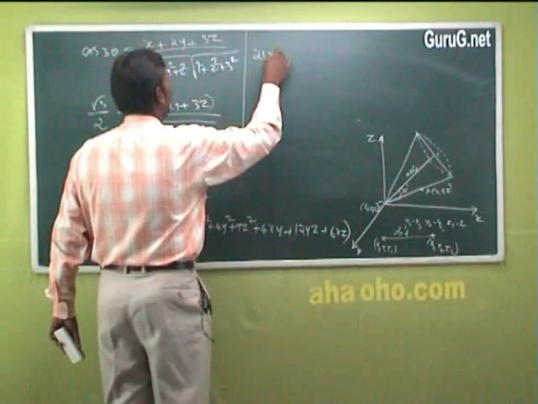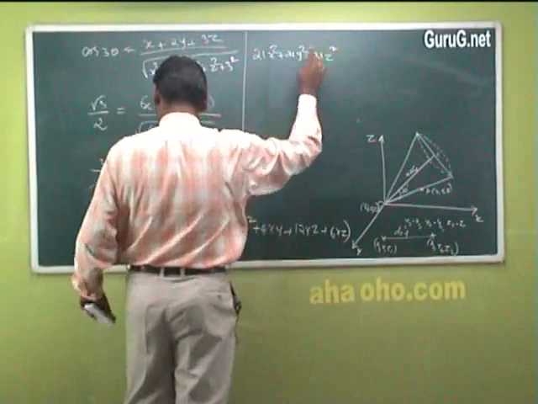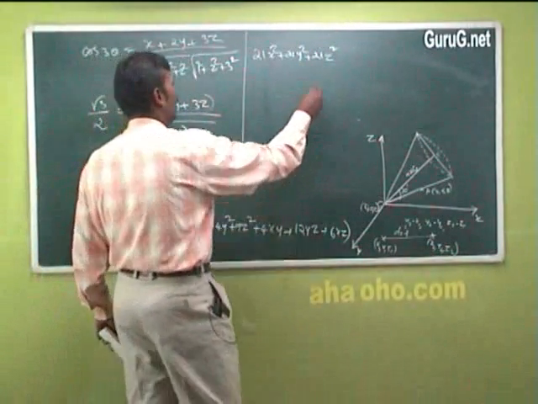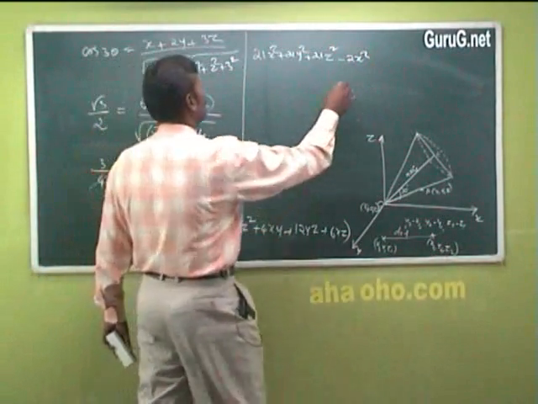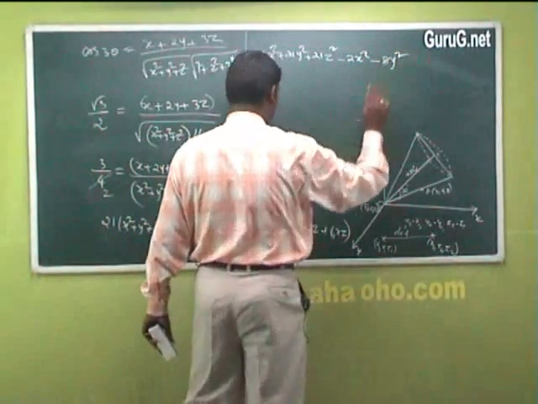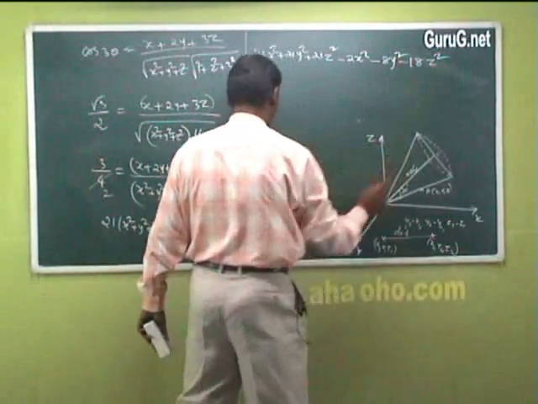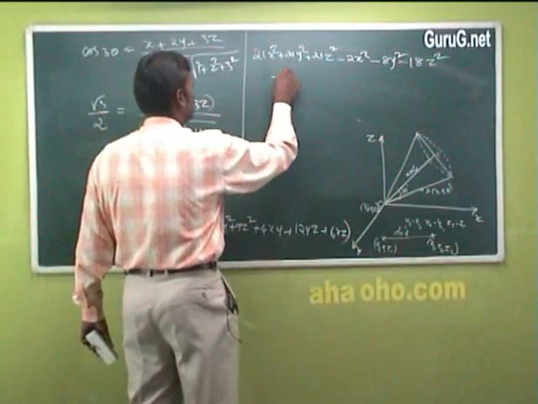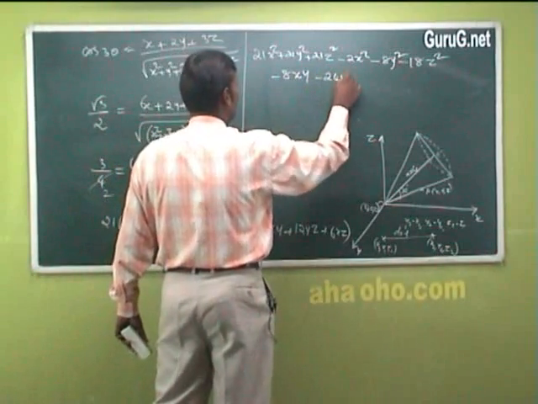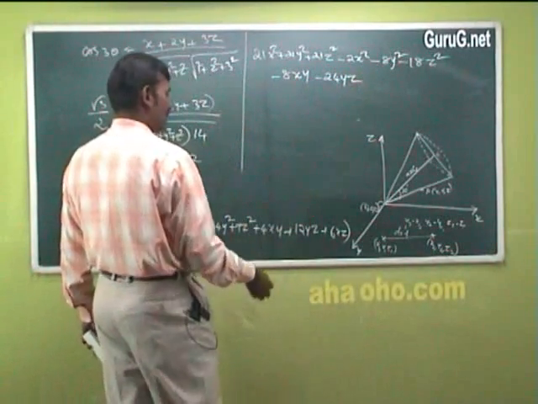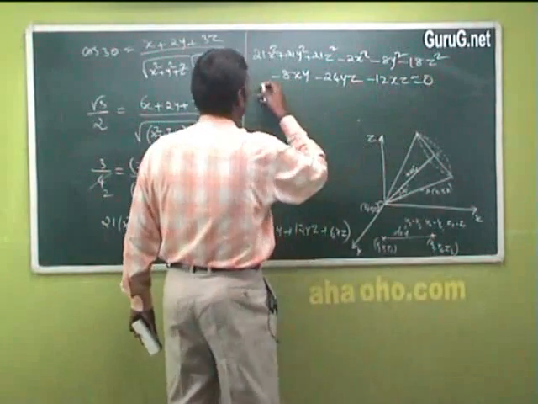So 21x squared plus 21y squared plus 21z squared minus 2x squared, bring it to the left hand side. So minus 8y squared minus 18z squared, and then minus 8xy minus 24yz minus 12xz equal 0. Simplify it.